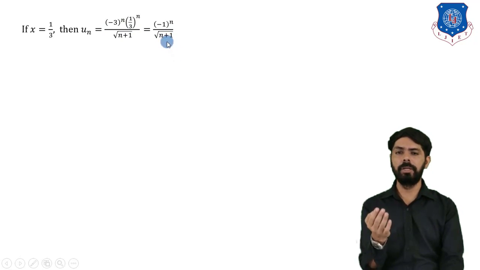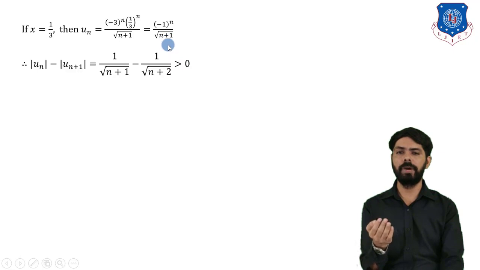Now this is an alternating series. Therefore we will find out modulus of un minus modulus of un plus 1. So this is equal to 1 divided by root n plus 1, because if we take modulus of this un, then modulus of (minus 1) raised to n is 1. So it will be 1 divided by root n plus 1 minus 1 divided by root n plus 2, because to find un plus 1 we will replace n by n plus 1 in un. So it will be 1 divided by root n plus 2, which is greater than 0.